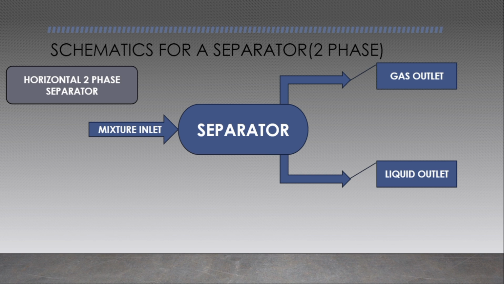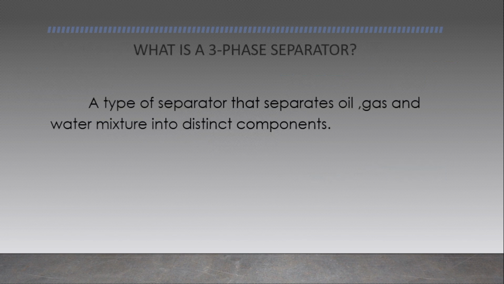So remember, the vertical is for a mixture having more gas. The horizontal is for a mixture having more liquids. That's about it for the two-phase separator. Moving to the 10th equipment, which is the three-phase separator.